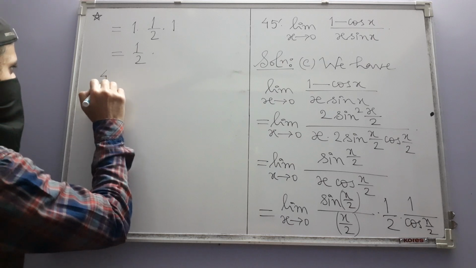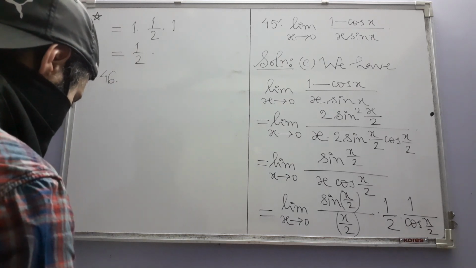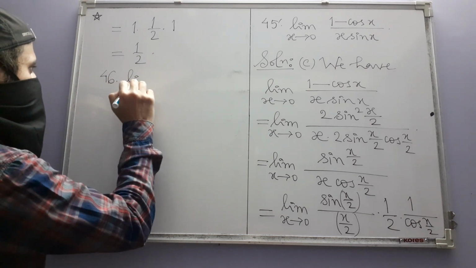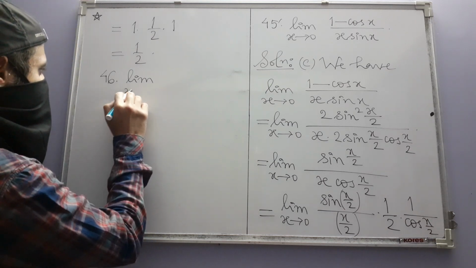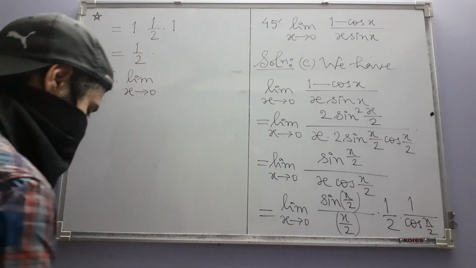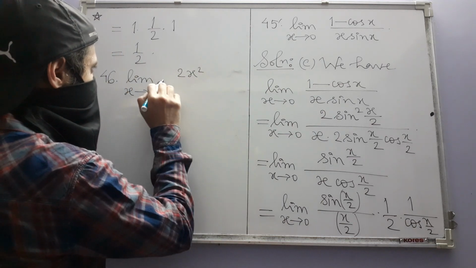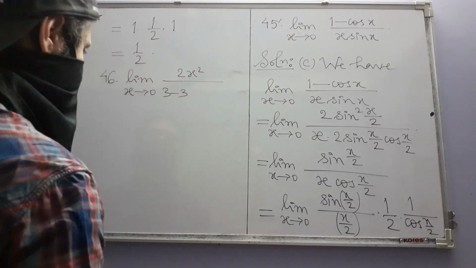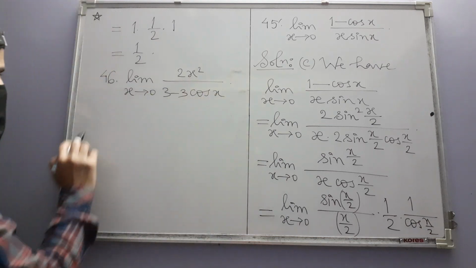And there is one more, like this. Here also, x approaches 0. In the numerator we have 2x square, and in the denominator we have 3 minus 3 cos x.